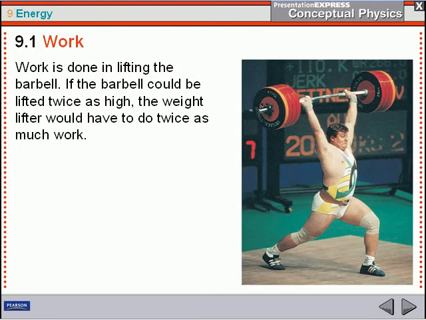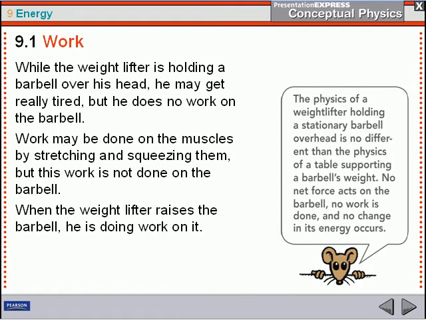And here's a weightlifter lifting a dumbbell, and once again, if he lifts it twice as high, he would have to do twice as much work. But looking at the weightlifter lifting the barbell over his head, once he gets it over his head and he's holding it still, he's not doing any work. His muscles are contracting, stretching, squeezing, but he's not doing any work on the object because he isn't moving it any further distance.